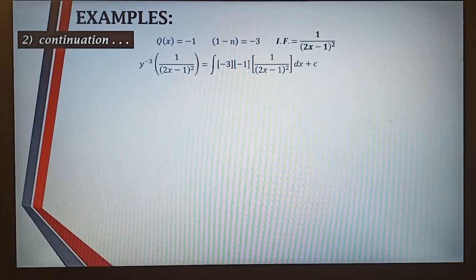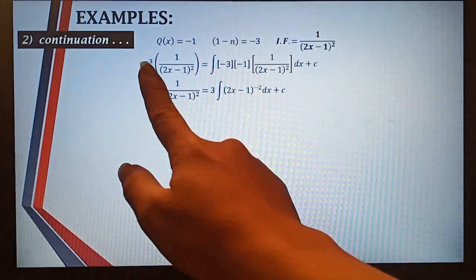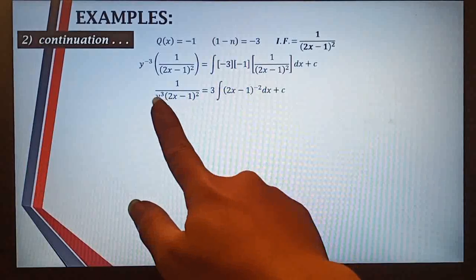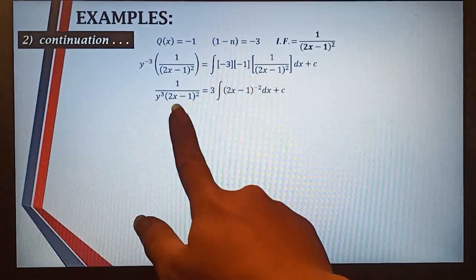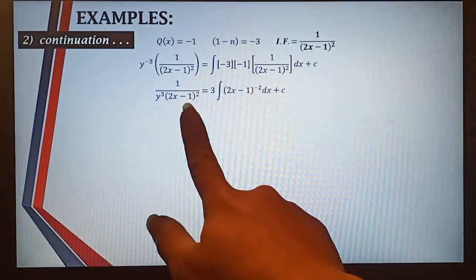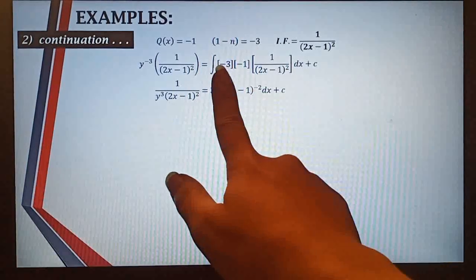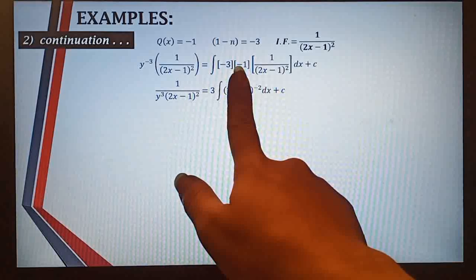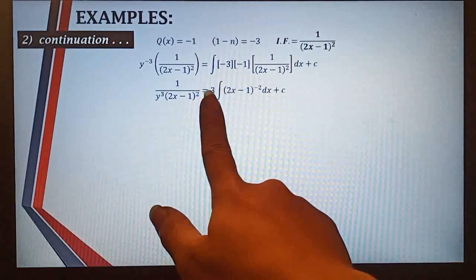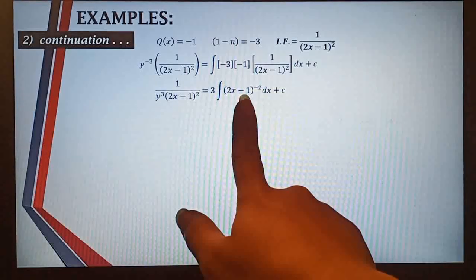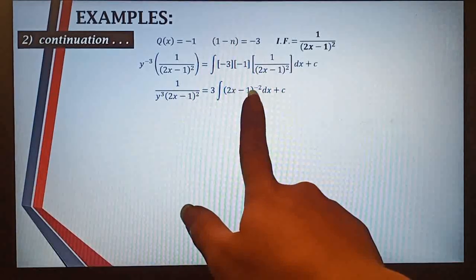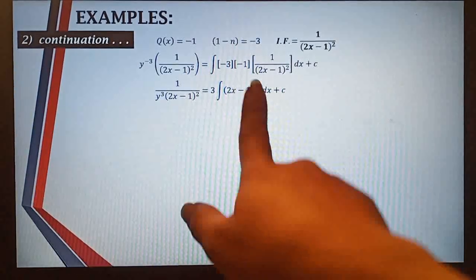So simplifying the equation, since negative yung exponent ni y, pwede nating ibaba. You will now have 1 all over y cubed multiplied to 2x minus 1 squared. Then, negative to negative is positive. Pwede nating ilabas si 3. Then, itataas natin ngayon si 2x minus 1, wherein yung exponent niya magiging negative 2. Then, multiply to dx plus c.